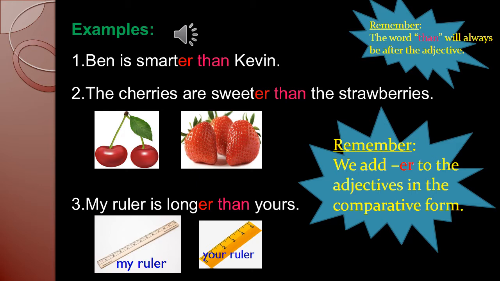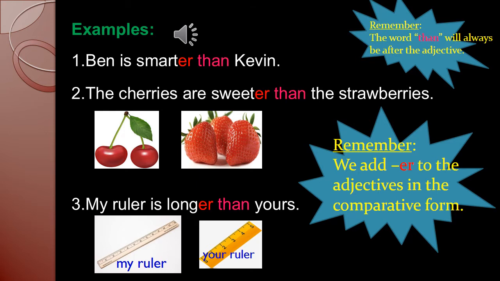Let's read sentence 2. The cherries are sweeter than the strawberries. Okay, both are sweet, but cherries are sweeter than the strawberries. And last one, sentence number 3. My ruler is longer than yours. Very simple and easy to understand sentences.